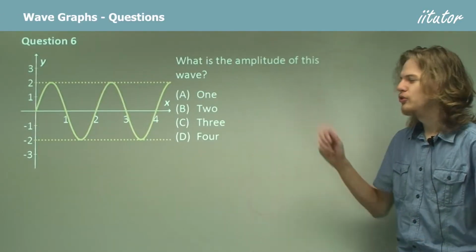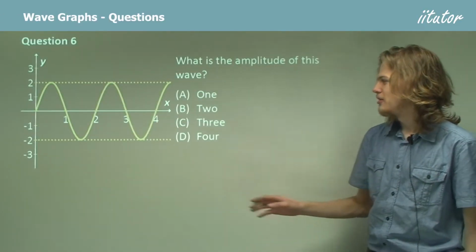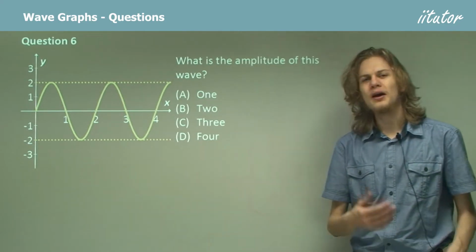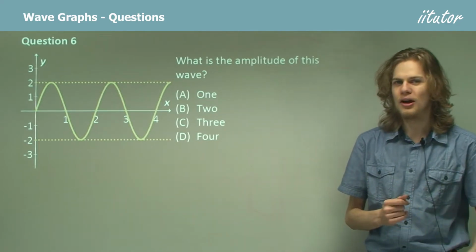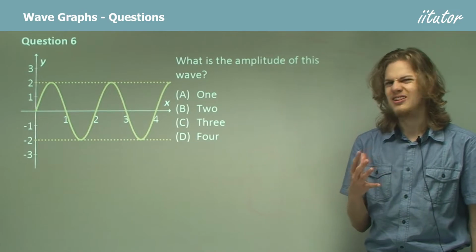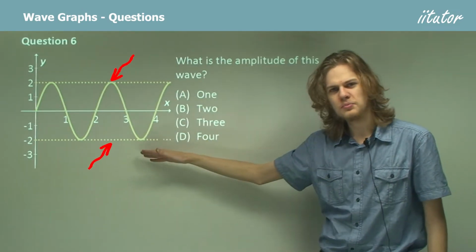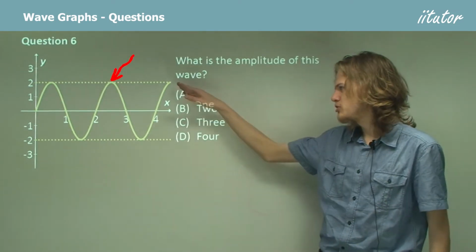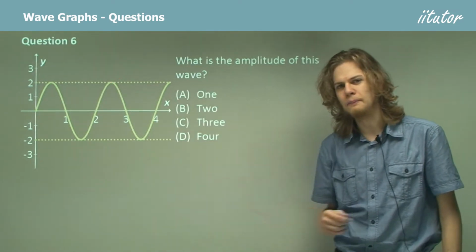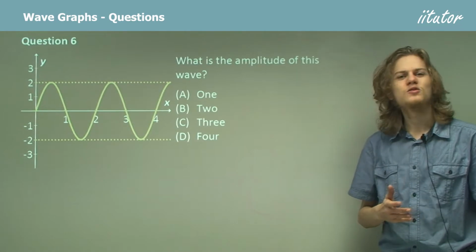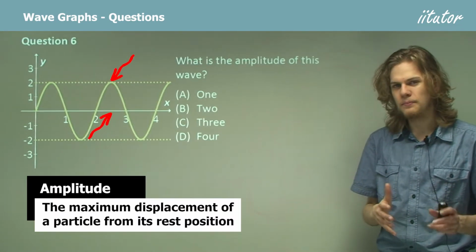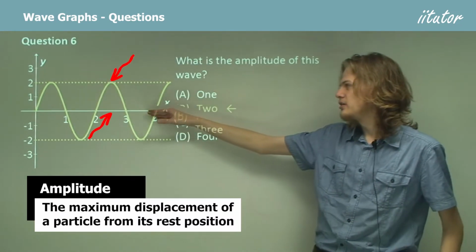What is the amplitude of this wave? I've drawn a bit of a hint on the diagram here, showing you the maximum and minimum displacement of the wave. So the question really is, is the amplitude the distance between the maximum and the minimum displacement? Or is it the distance between the maximum displacement and the rest position in the middle? Well, the answer is that it's the displacement from the rest position. So our amplitude here is 2.